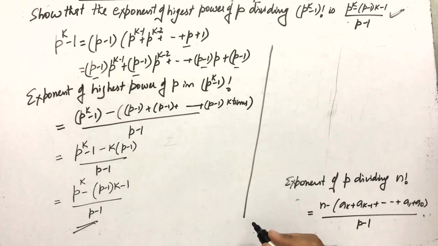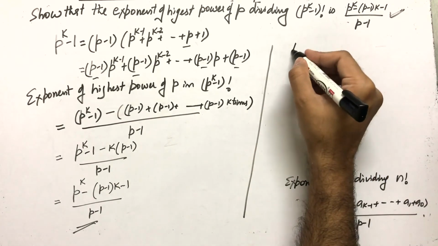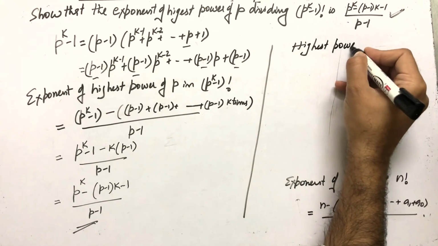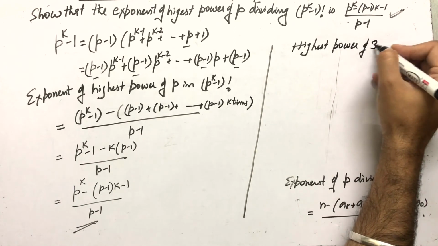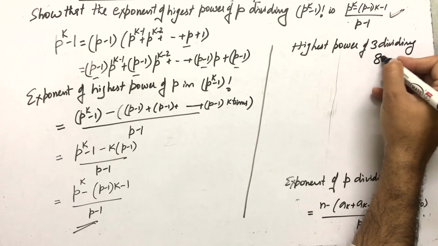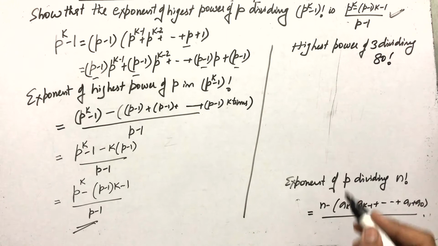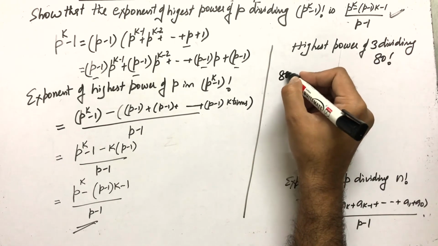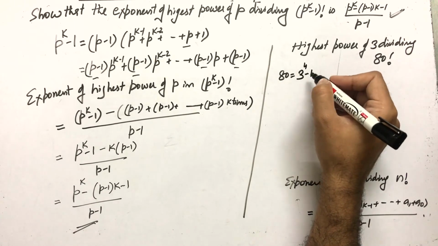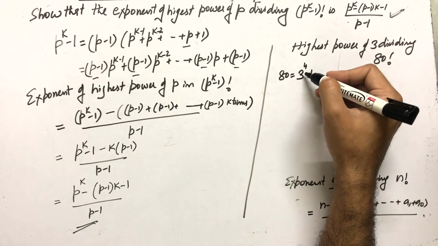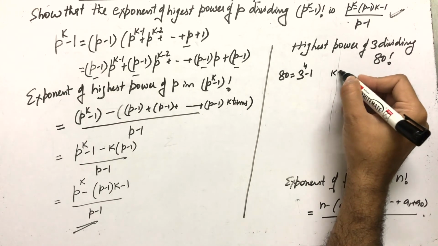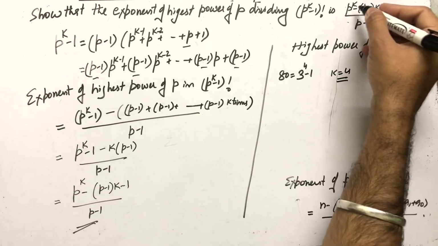Now here is an application of this. The highest power of 3 dividing 80 factorial. So let us make use of this result here. So very easily 80 can be written as 3 power 4 minus 1, 81 minus 1. So when you compare with this, it is p power k minus 1. How much is k here? 4. So putting values here.